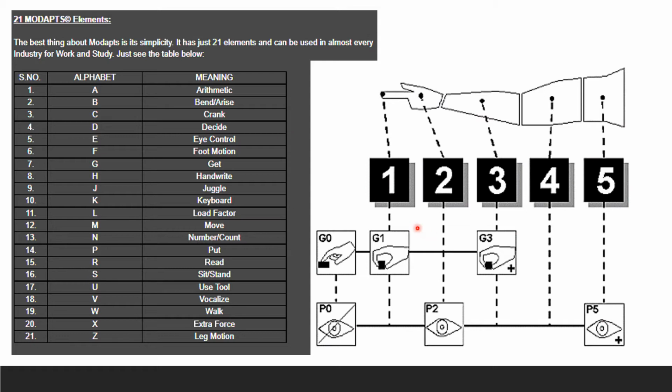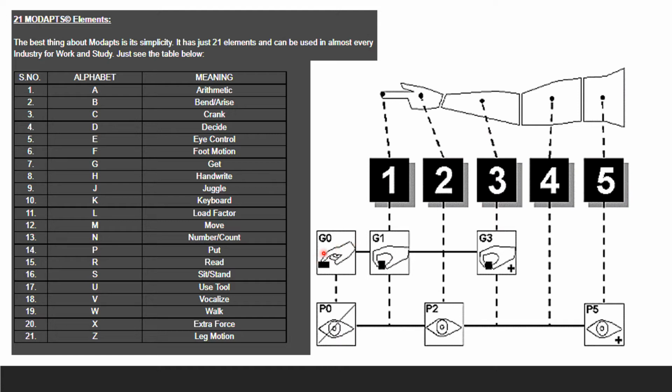MODAPS is pretty easy to use because of its simplicity. In this example there are 21 elements. There's variation, and you can see it's a little different from each company, but the majority of them use coding from 1 to 21. And it can be used in almost every industry for work and study.